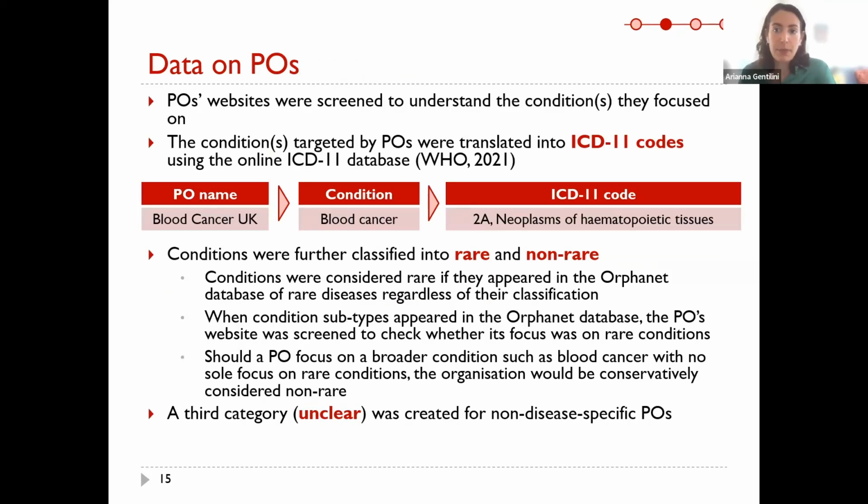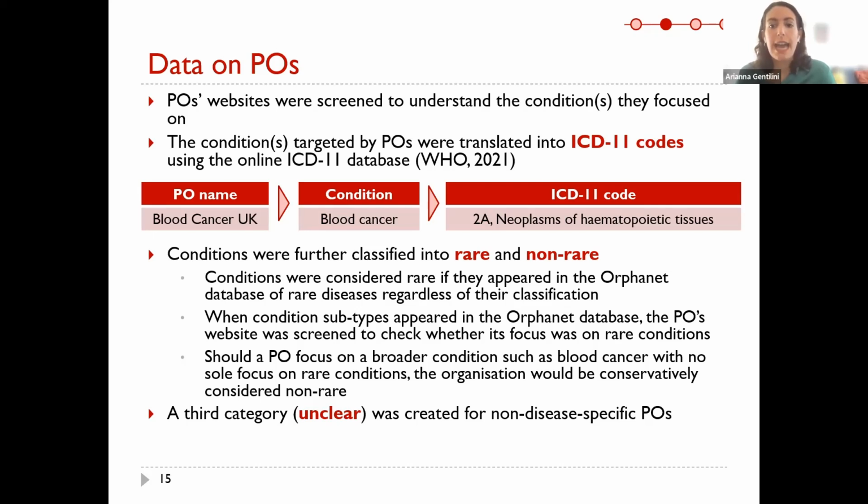As a second step, we screened patient organizations' websites to understand the condition or conditions that they focused on. And we translated this into ICD-11 codes using the WHO International Classification of Diseases database. For example, we have an example here in the slide. In the case of Blood Cancer UK, on their website, they say that their mission is to beat blood cancer. Therefore, we coded the condition targeted as ICD-11 code 2A, which is neoplasms of hematopoietic or lymphoid tissues.